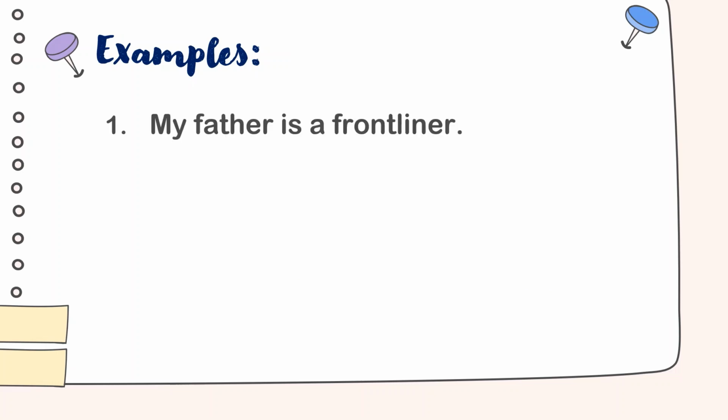Number 1, my father is a frontliner. In this sentence, we have 2 nouns, father and frontliner. We are talking about the father in the sentence, therefore it is the subject. As you can see, frontliner renames the subject father and it is linked by the linking verb is. As a result, frontliner is a subject complement. Who is being pertained as the frontliner? The answer is my father.